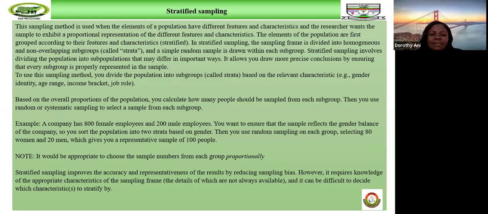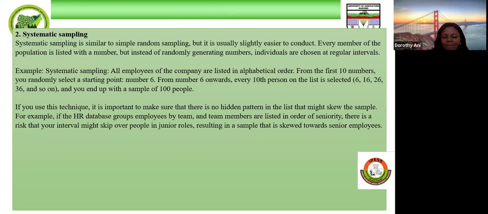Rosemary, can you differentiate stratified, systematic and simple random sampling?